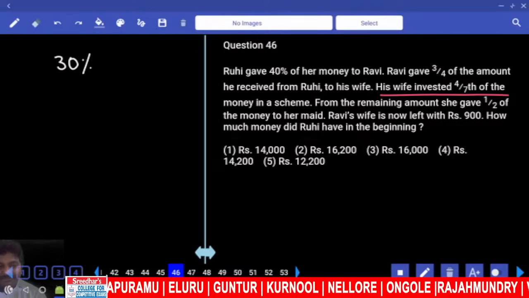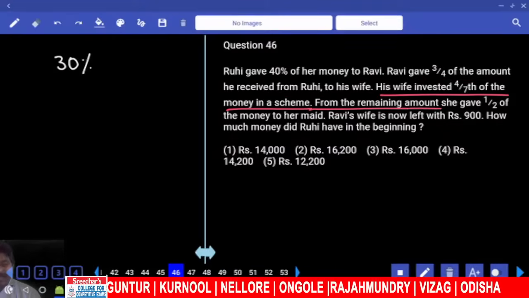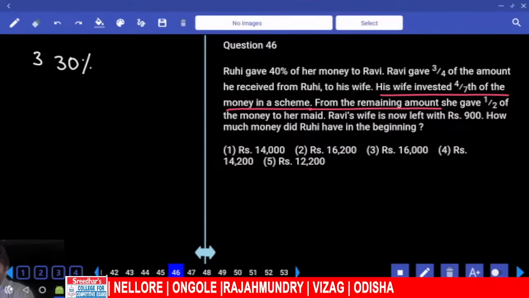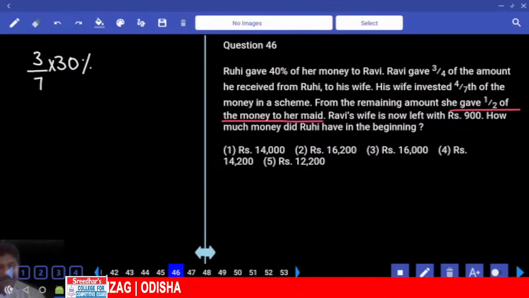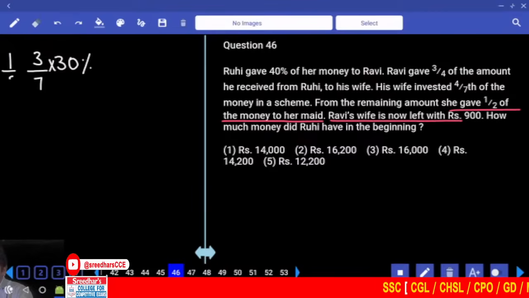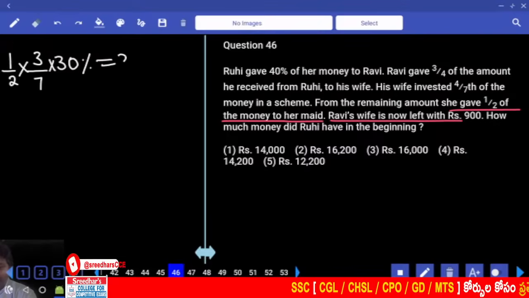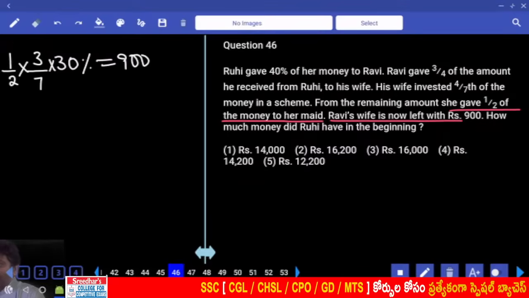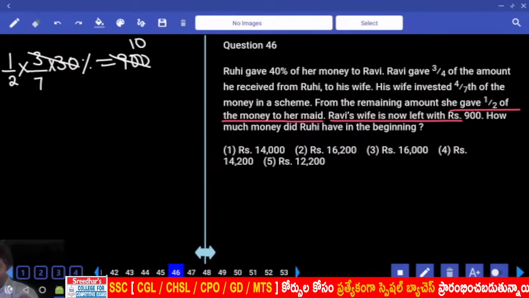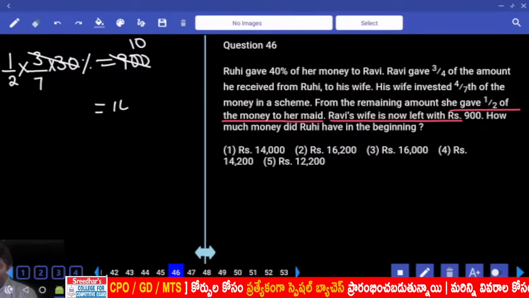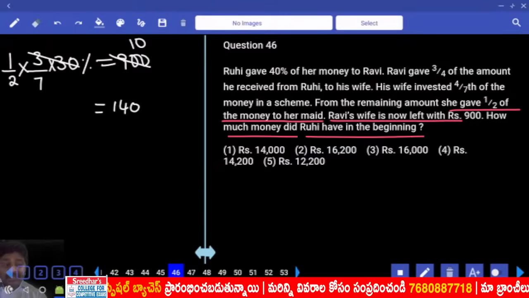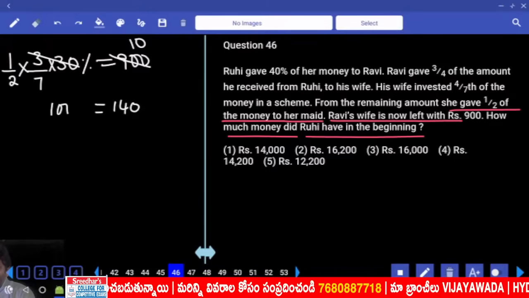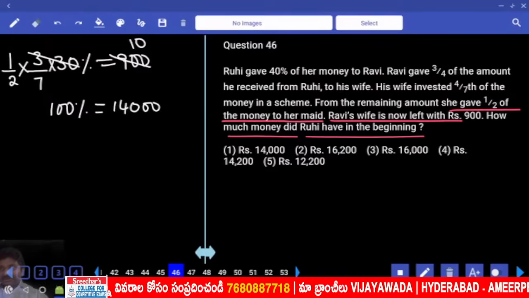His wife invested 4/7 of the money in a scheme from the remaining amount. If 4/7 is invested, what is remaining? 3/7. From this money, she gave half to her maid. Ravi's wife is now left with, if half is gone, how much is left? Half. Let me write half. This is what she has now, which is equal to 900. Check your numerator. 3 into 30, 90. How many times? 10 times. 2 into 7, 14 goes to the other side. 140. What is 140? The 1% value. What is the question? How much money did Ruhi have in the beginning? Ruhi has 100%, right? So 100% is going to be 2 more zeros. 14,000, first option.